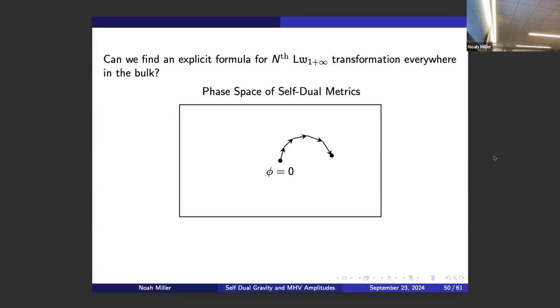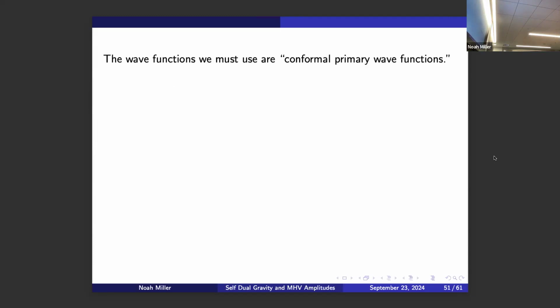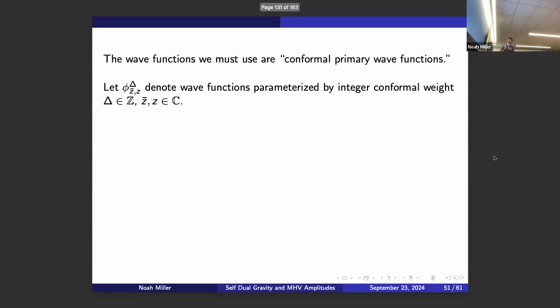So the generating question for this investigation was, I was just wondering, can I write down an explicit formula to take a spacetime, let's just say from the flat metric, and just add LW1+infinity transformations to it? And you can do that using this perturbative expansion we've been talking about. But the wave functions you use aren't the plane waves. The wave functions you use are these so-called conformal primary wave functions.